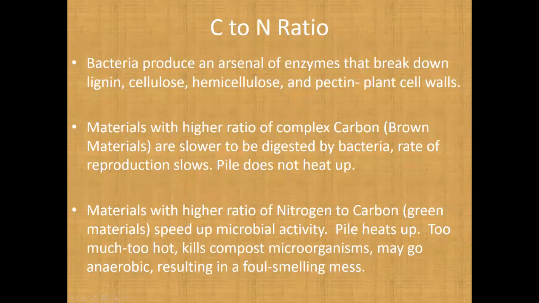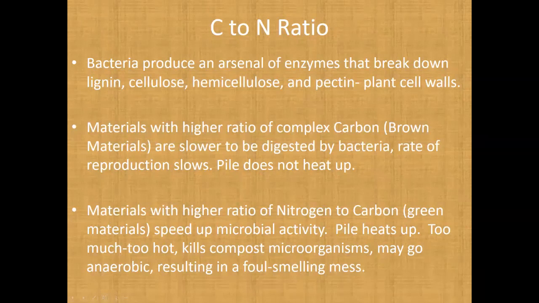All right, now we're going to talk about one of the major important components to think about, the carbon to nitrogen ratio. So the carbon to nitrogen ratio is the amount of carbon to the amount of nitrogen in the material that we're putting into our compost. So bacteria produce all kinds of enzymes and molecules and compounds that break down these hard to digest lignins, cellulose, and pectins.